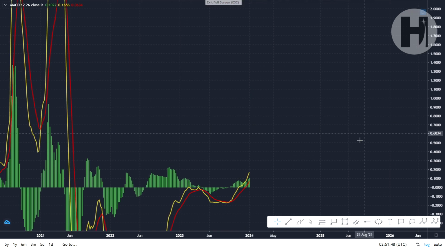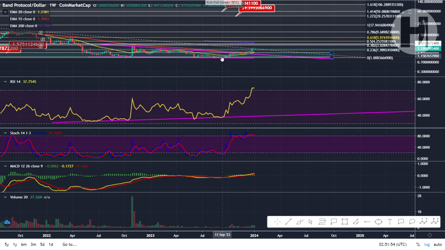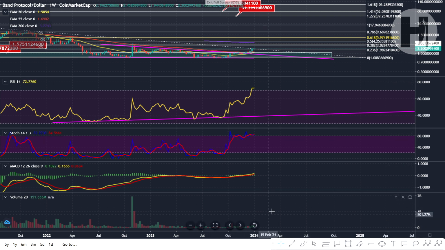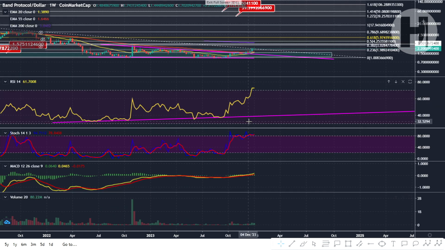If we take a look at the MACD, we did print a bullish cross in September, which was essentially the bottom there. So that was a really good entry. The stochastic was in the bottom there. The RSI was bouncing off of this support trend line. That was a really good entry point. The volume started coming in just slightly, but nothing significant here.